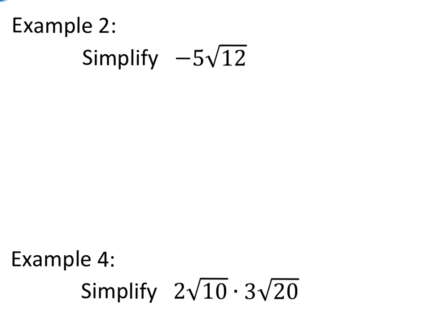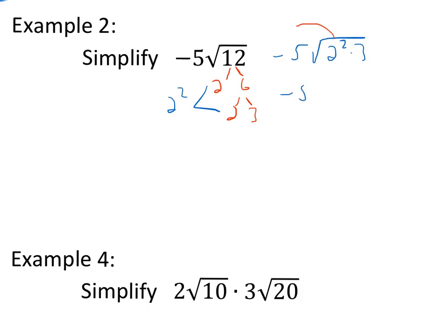The next one is, again, we're going to look at prime factors. So 2 times 6, 2 times 3. Okay, right? So again, we focus on the fact that there are 2 twos. So now we have negative 5 square root of 2 squared times 3. And as mentioned before, the square root of something squared is the number itself, so we get negative 5 times 2 with 3 still in the root. These two together get multiplied, so negative 10 root 3.